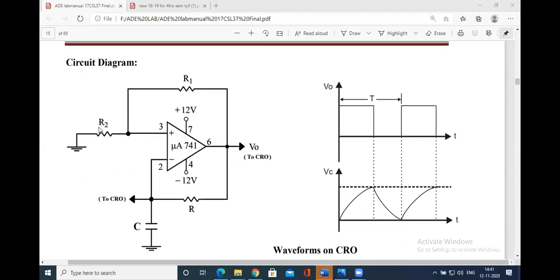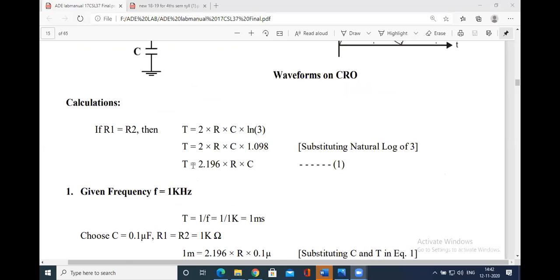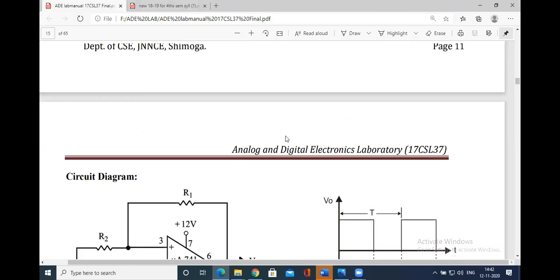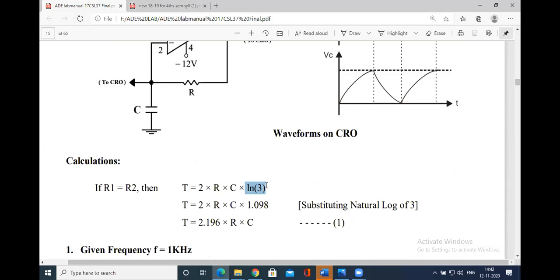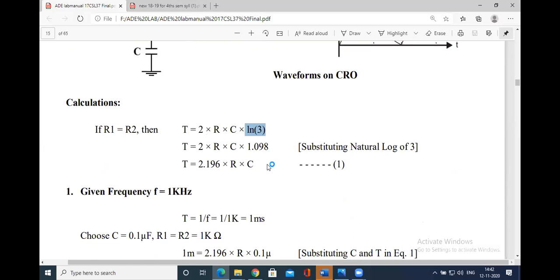R1 and R2 are 1 kilo ohm, 1 kilo ohm, and C is 0.1 microfarad. You have to calculate the R value using this formula. This is a standard formula we have. So how did you get log of 3? Theoretically, this whole value is treated as 2RC log of (1 plus beta) by (1 minus beta), which is the natural log of 3. Okay, it is treated as natural log of 3. Clear?